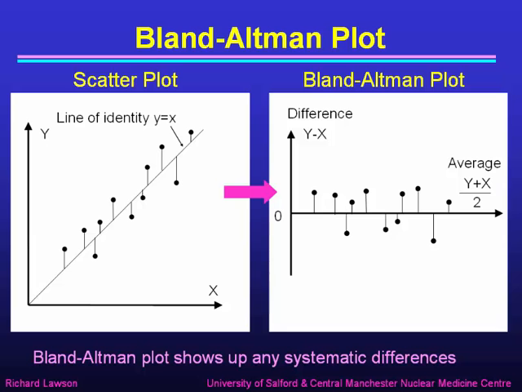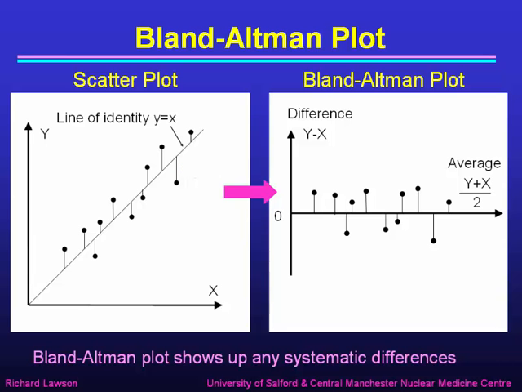Each of the circles shows a measurement, and some of them are above the line of identity and some are below the line of identity. So they're equally scattered about it. There is no obvious trend. The vertical bars show the distance of each measurement from the line of identity.